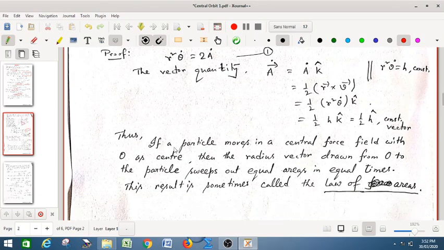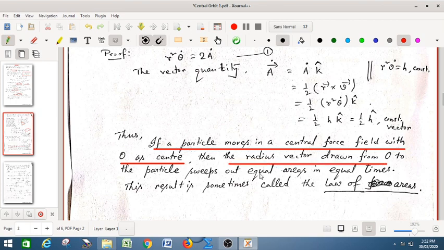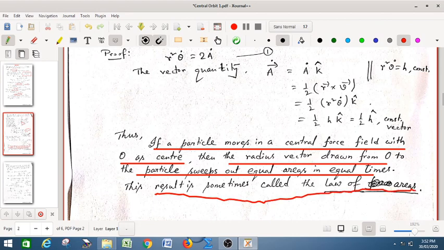So we can conclude that if a particle moves in a central force field with O as center, then the radius vector drawn from O to the particle sweeps out equal areas in equal times. This result is sometimes called the law of areas.